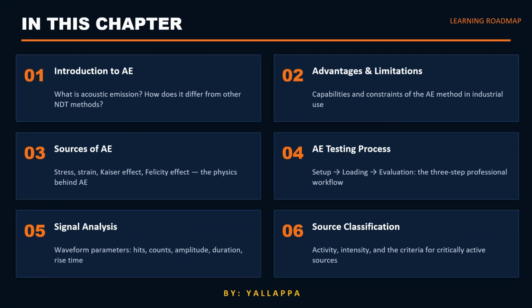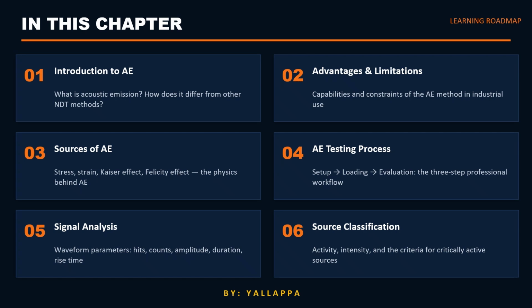Let's quickly understand what we are going to cover in this chapter. Now, AE is not a small topic. This method combines material science, stress analysis, signal interpretation, and practical inspection engineering. So first, we'll understand the basic principle of acoustic emission testing and how it differs from conventional NDT methods. Then we move into the advantages and limitations. And honestly, the limitations are extremely important because many Level 3 exam questions are based on what AE cannot do.